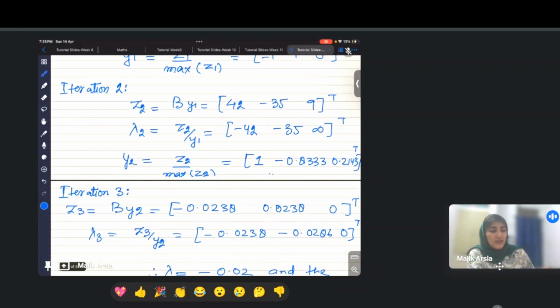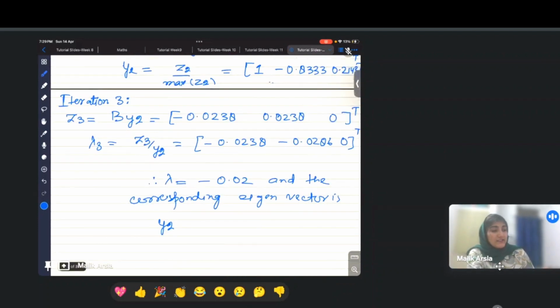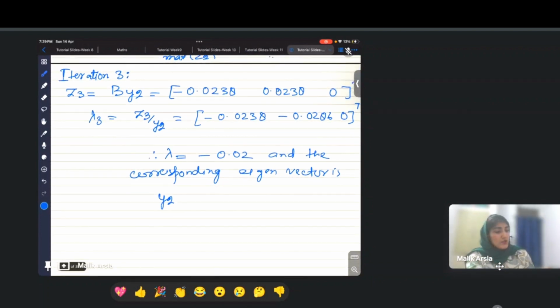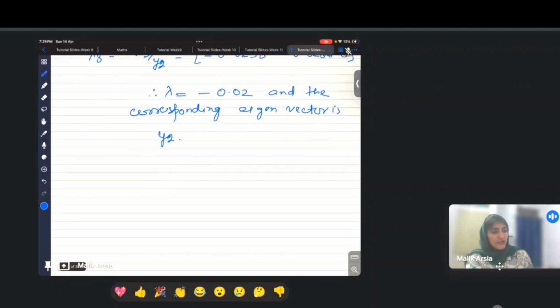In iteration 2, lambda 2 is Z2 upon Y1, and again it comes out to be minus 42, minus 35, and infinity. All three are different, so it's not the solution. In Z3, you see the solution has converged: 0.0238, 0.0286, and 0, so they are close to 0. Here you can stop. In exams also, if they have not specified the number of iterations, you just have to check at every step if your lambdas come out nearly the same. Okay. So let's move to the next question.